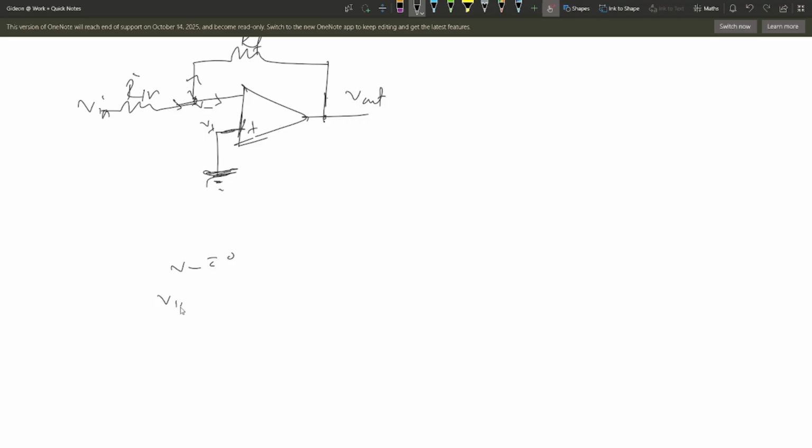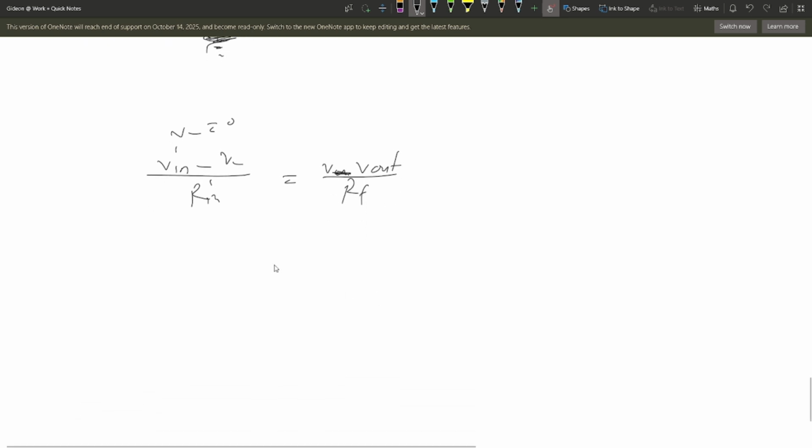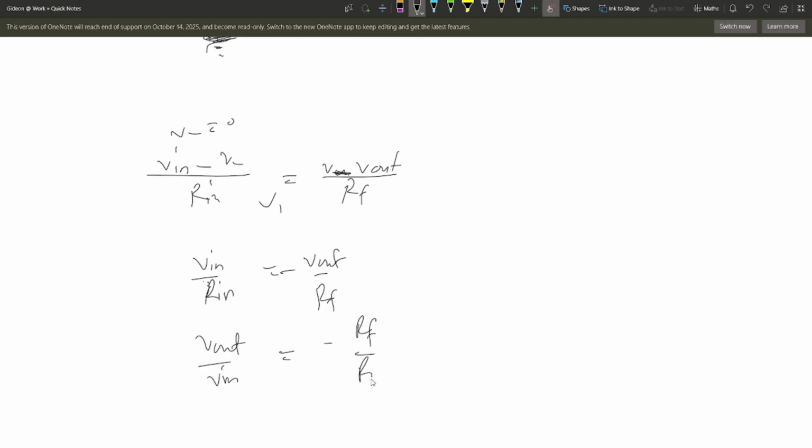Now from this network, you can see that V in minus V minus over Rin should be equal to V minus minus V out over Rf. Since V minus is zero, this becomes V in over Rin equal to negative V out over Rf. Now rearranging this will show us that V out over V in, which is our gain, is equal to negative Rf over Rin.